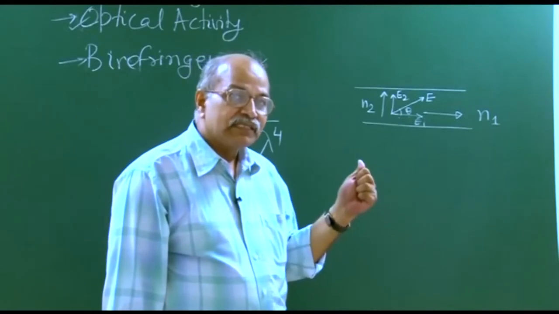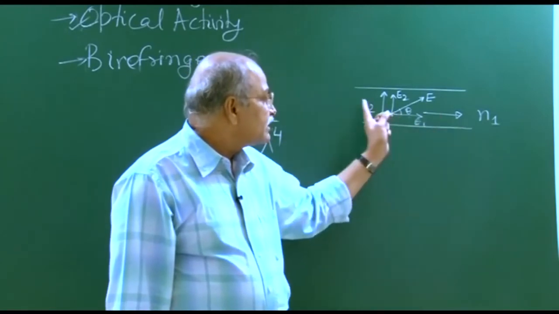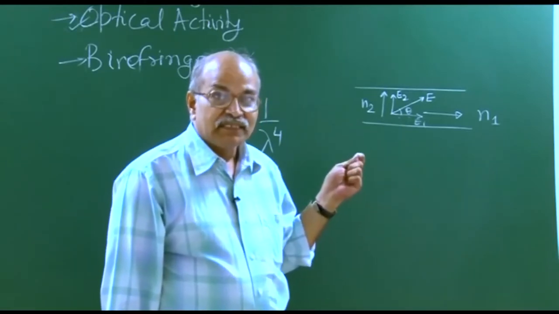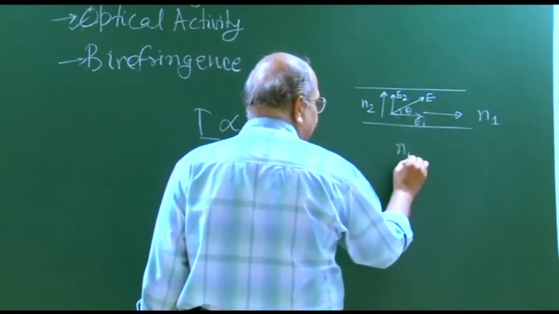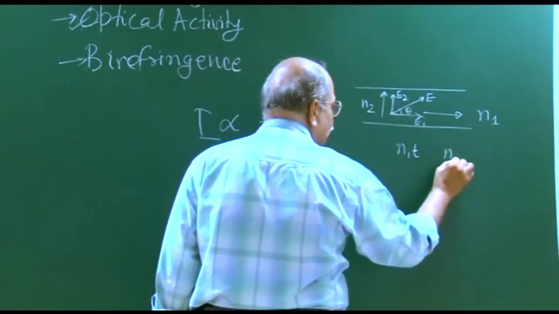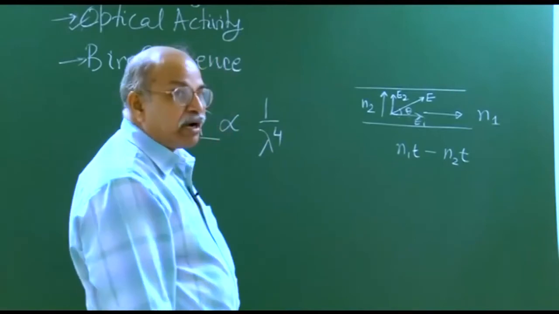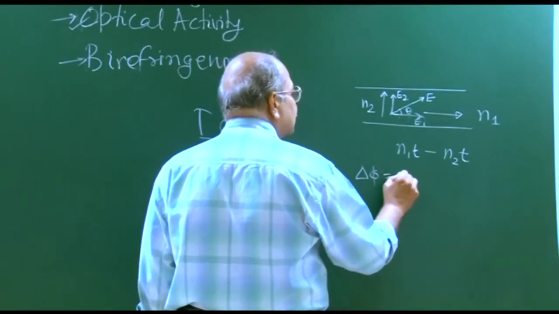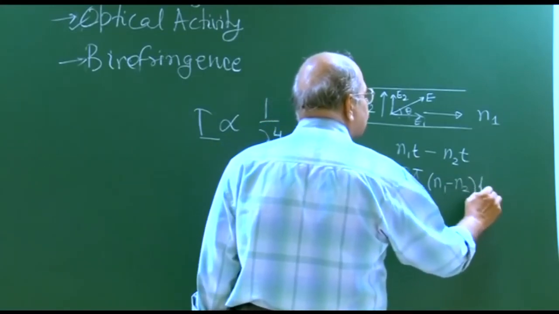But as it crosses the thickness of the tape, since the refractive indices are different, a phase difference will appear between the two components. The optical path traveled by this component will be n1 times t, and that traveled by this component will be n2 t. And so there will be an optical path difference n1 t minus n2 t, and correspondingly you will have a phase difference which will be 2 pi over lambda times (n1 minus n2) times t.